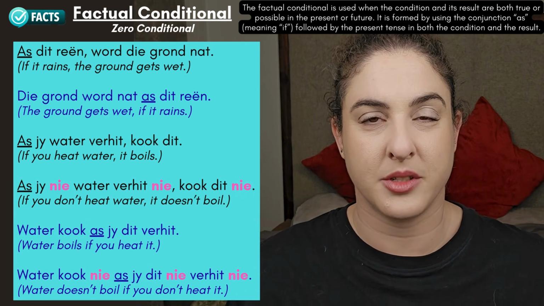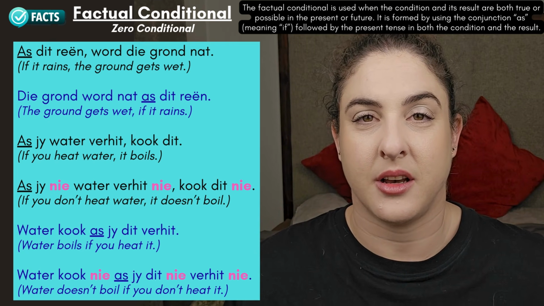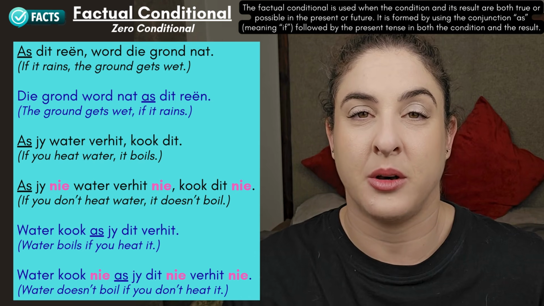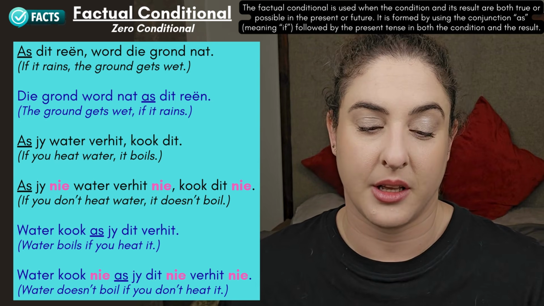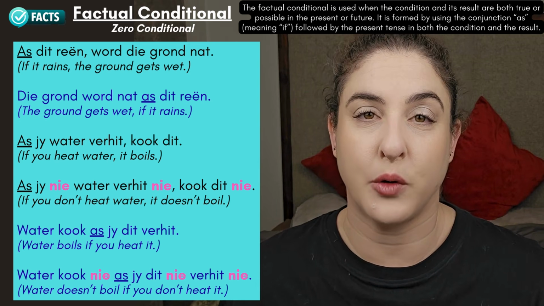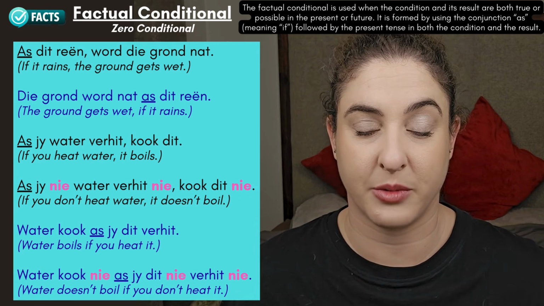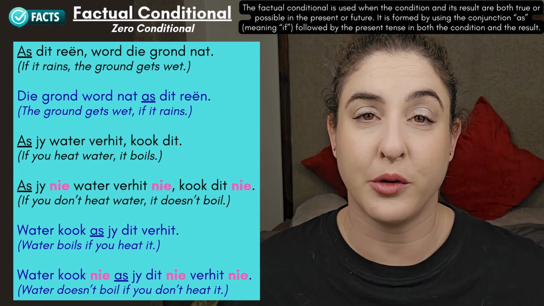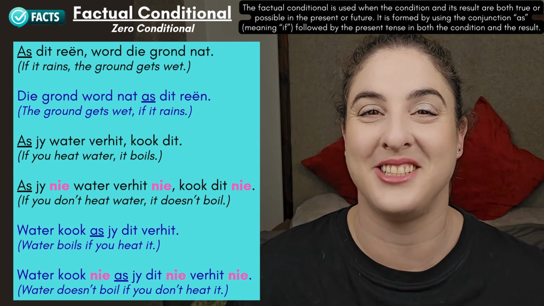Some more examples. And we also look at how to negate a conditional. So, in other words, how to state the negative. "As dit reën, word die grond nat." If it rains, the ground gets wet. "Die grond word nat as dit reën." The ground gets wet if it rains.